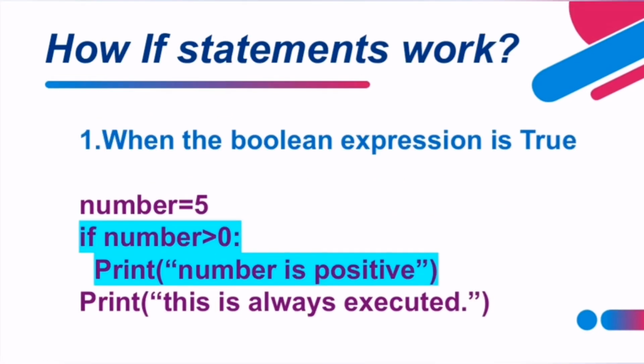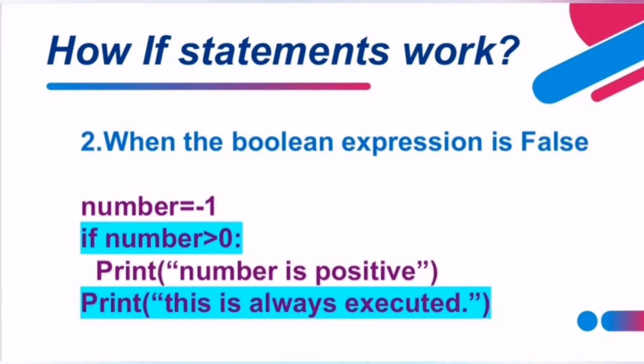How does the if statement work? When the Boolean expression is true, you can see here number equal to 5. First it will check if number greater than 0, then it is true, then the print statement will execute. In the second case, when the Boolean expression is false, number equal to -1, if number greater than 0, no, it is false, so it will go out of the body of the if statement and the next statement will execute. The next statement after the body of the if is print this is always executed, which will print.